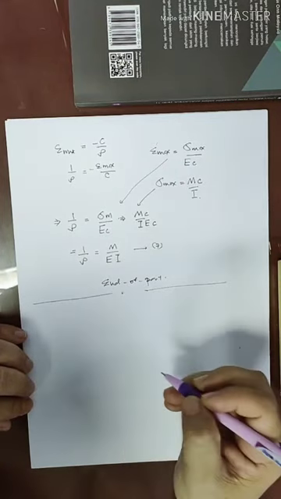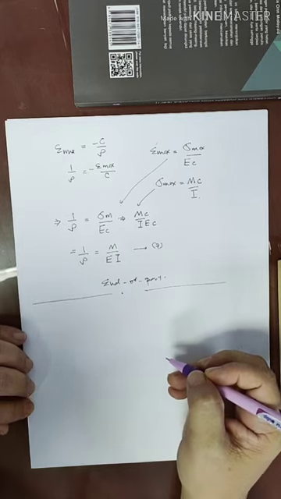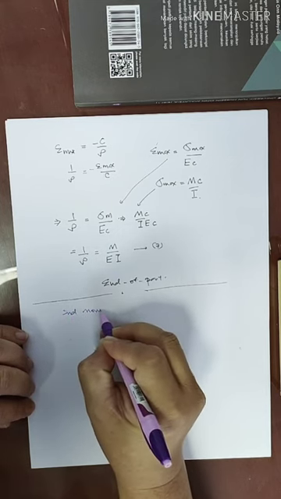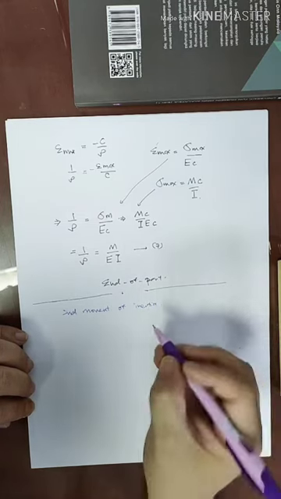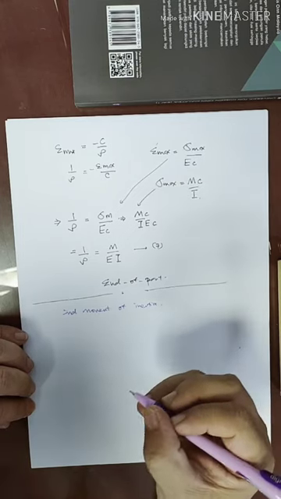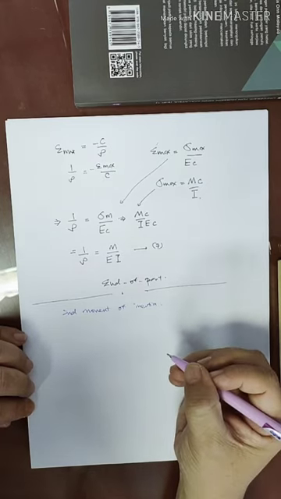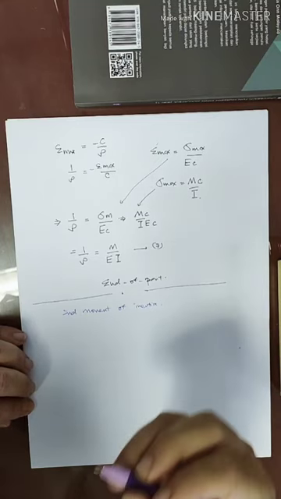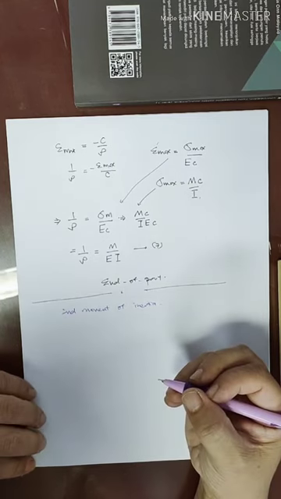Okay, we have continuously heard about the second moment of inertia. What is the second moment of inertia? It's actually the resistance to rotation according to the axis. Okay, so second moment of inertia resists rotation according to its axis.